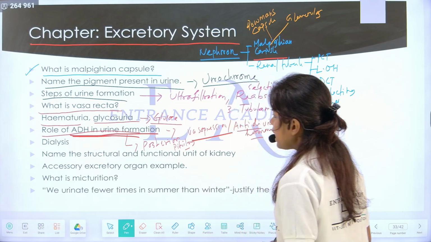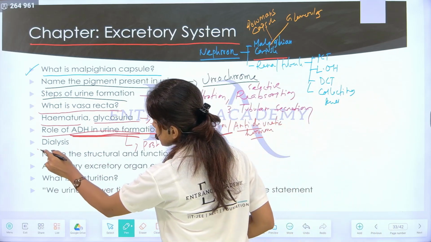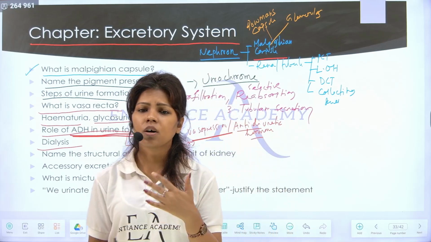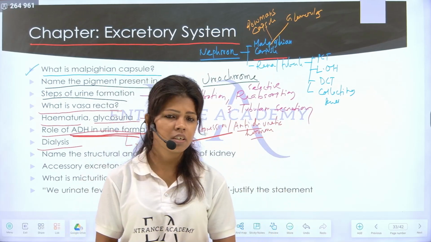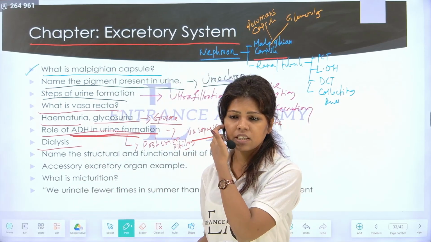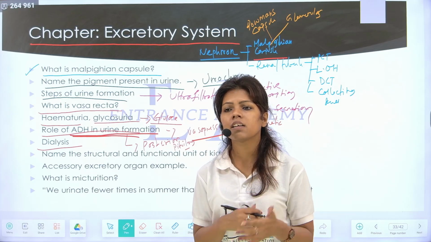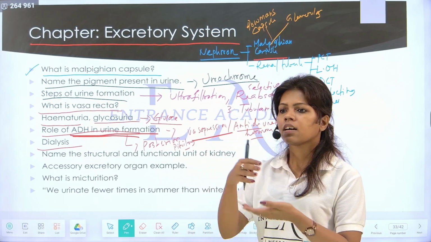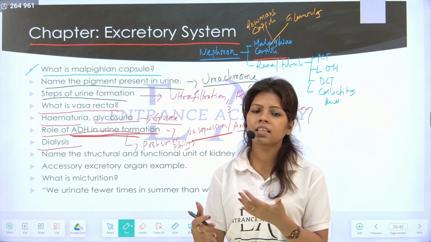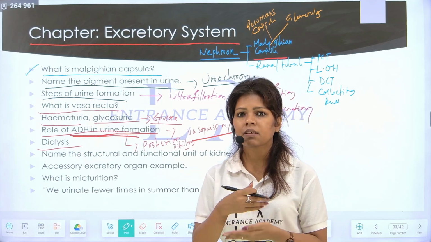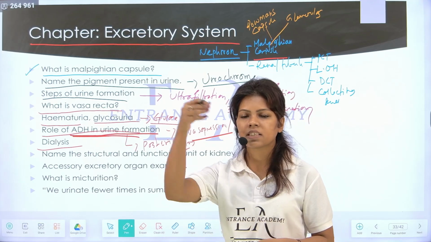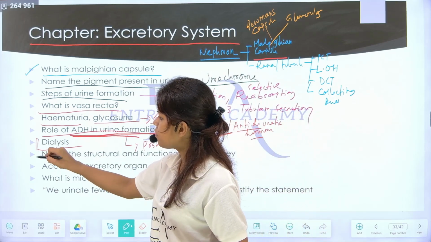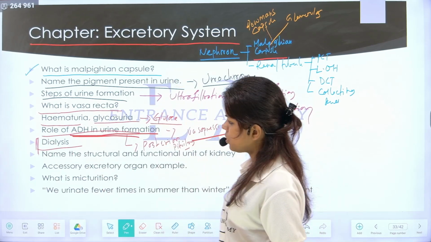Next, dialysis. Dialysis is the artificial kidney. For a patient whose kidneys are non-functional, one kidney or both, dialysis is a mechanism through which the blood is passed through the dialyzer, where it is filtered. The urea and other excretory materials are filtered out, and the pure blood is returned into the human body. So dialysis is a process of artificial excretion.